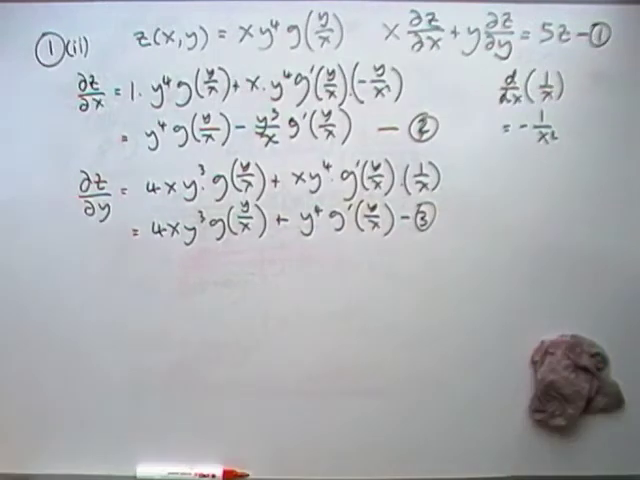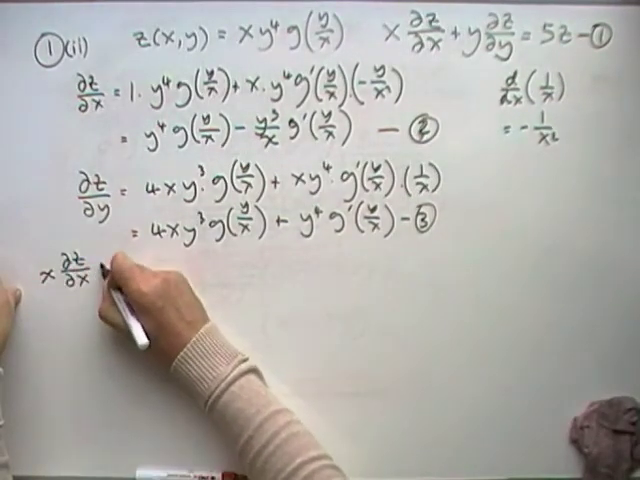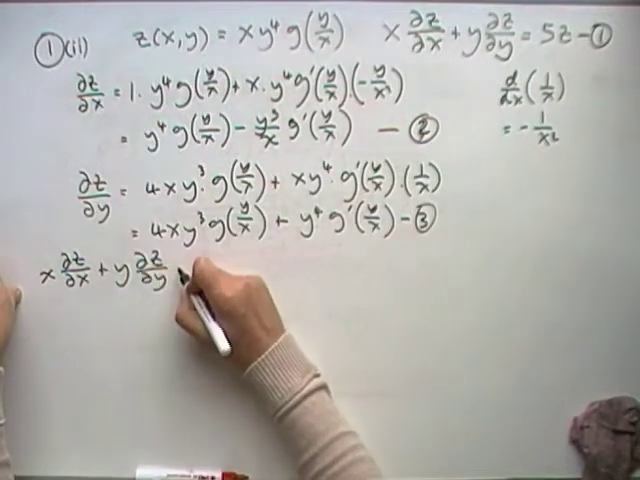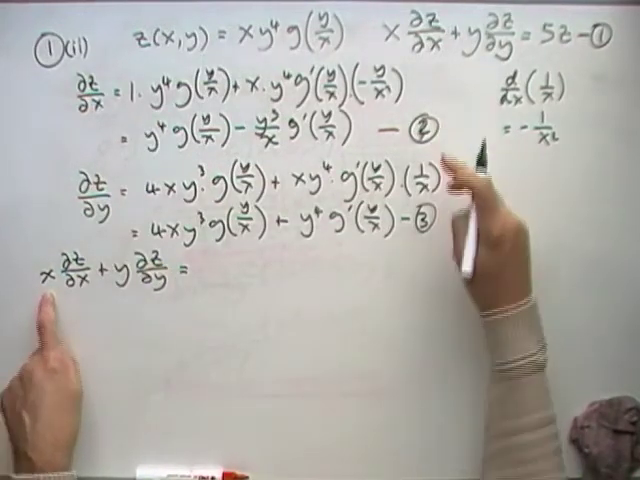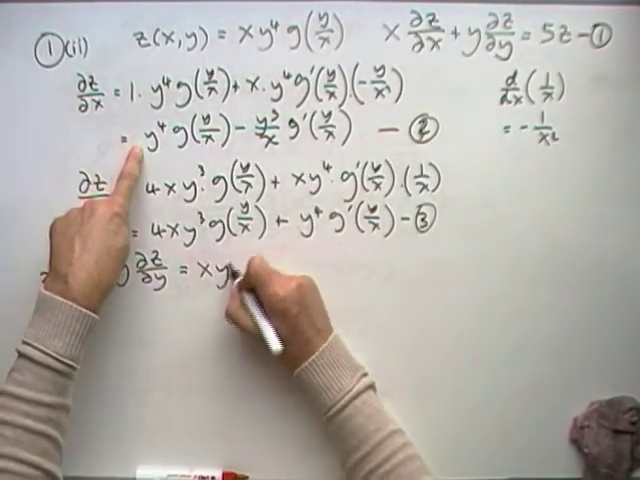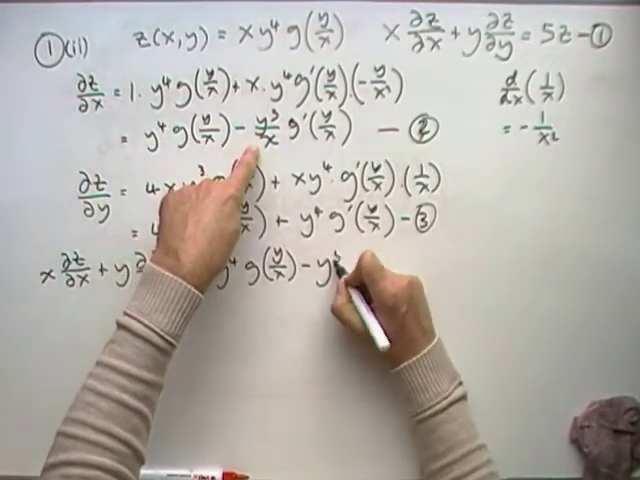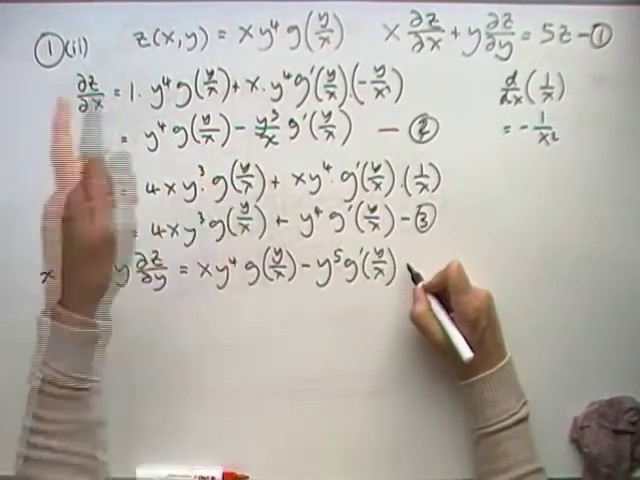Call that 3. Now, you've got to feed that back in. So we have x times that and y times that one. So x times all the things in 2 and y times all the things in 3. Right, x times this first. Here we go. xy to the 4 gy over x minus x times that is just going to leave me that y to the 5 g dashed y.